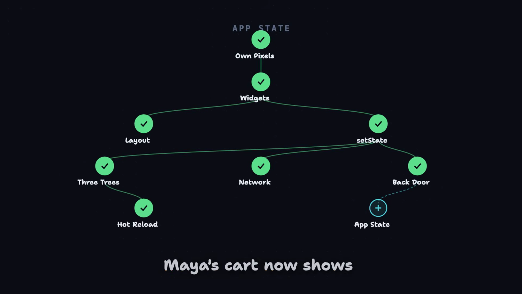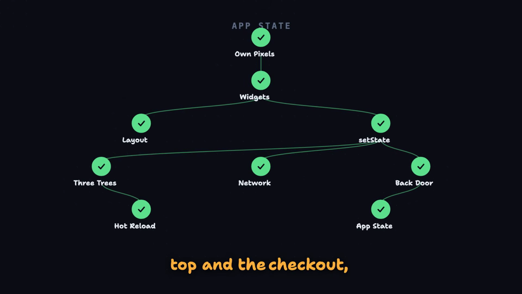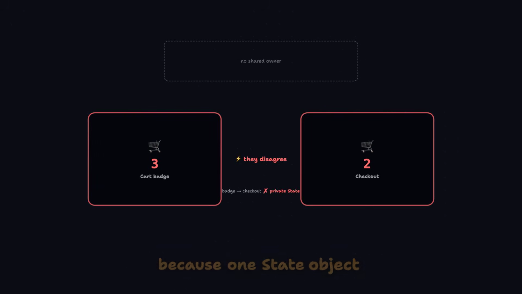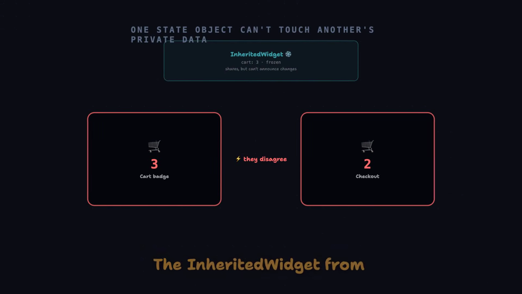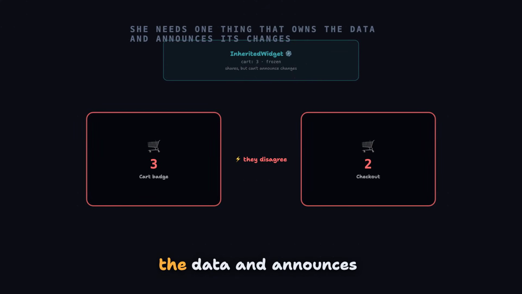Chapter 9. Maya's cart now shows in two places at once, the badge up top and the checkout, and the two disagree. She cannot make the badge reach into checkout and call setState because one state object cannot touch another one's private data. The InheritedWidget from Chapter 8 can share the cart, but it is a frozen snapshot that cannot change on its own. What Maya needs is one thing that owns the data and announces its own changes.